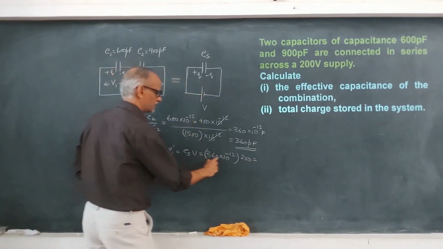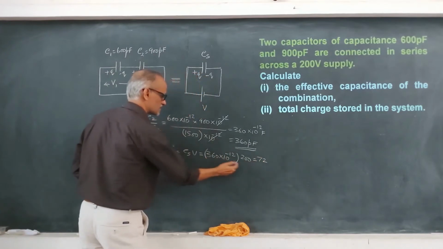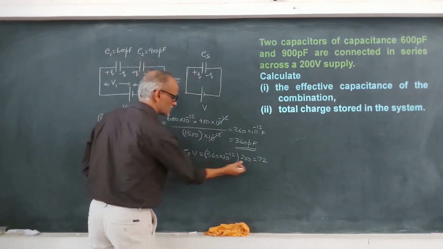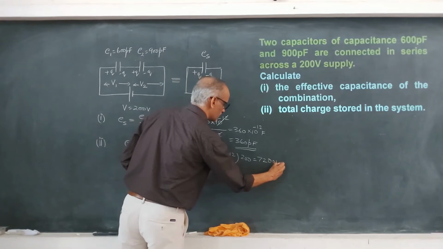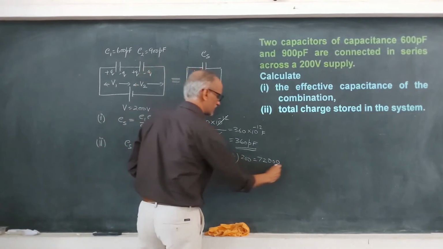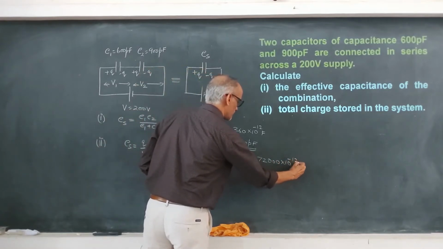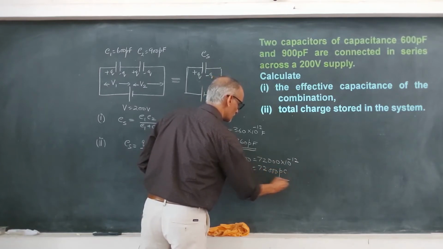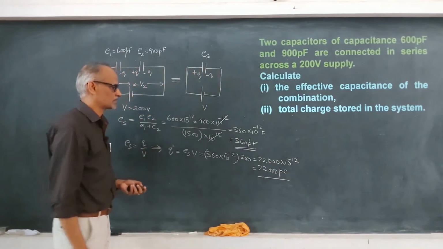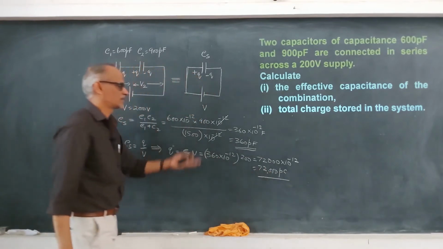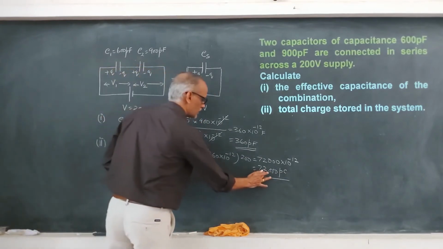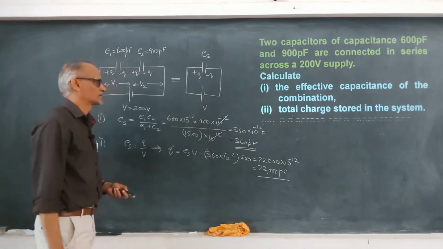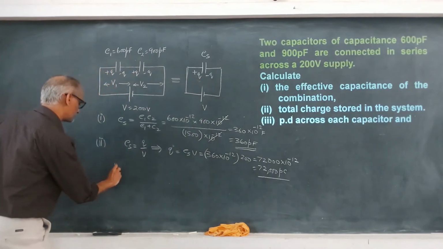So that will be 36 twos are 72, then 10, 20, 30. So 72,000 into 10 to the power minus 12. So this will be 72,000 pico coulomb. Okay, so that's the charge, 72,000 pico coulomb. So that's the option that is asked. Okay, let's see the next option, the third one.